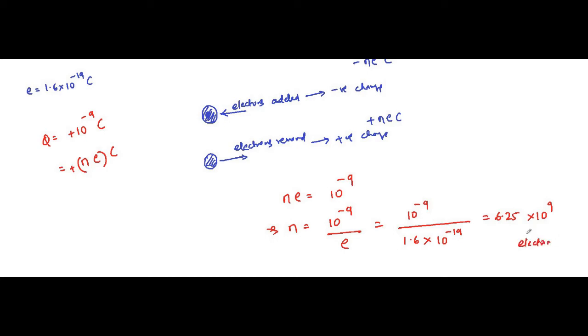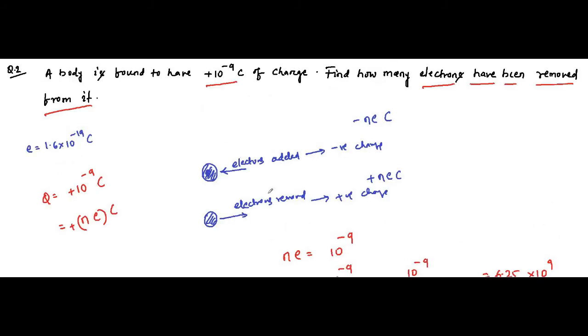So it means when 6.25 into 10 to the power 9 electrons are removed from an object or the body, it acquires plus 10 to the power minus 9 coulomb of charge. Again, a very simple question, but based on an important concept.